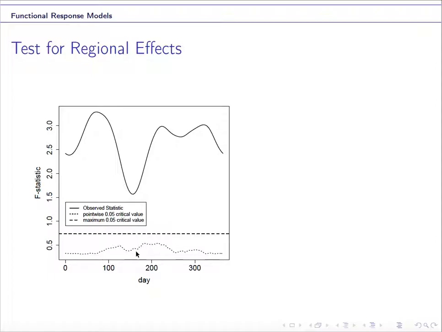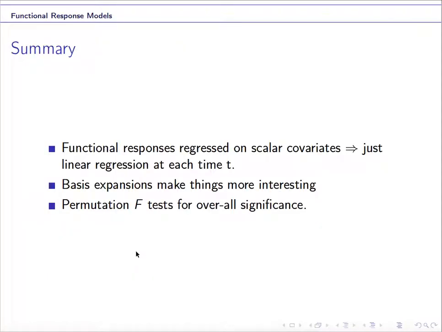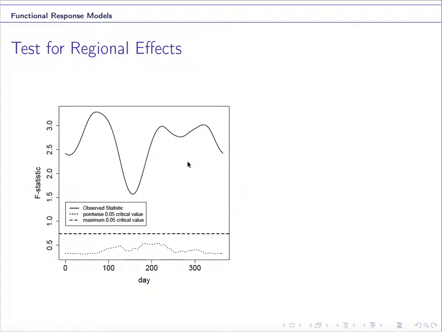So we learned this permutation test to test the effect of the covariates. Any questions so far? Can you go back to the previous slide? Just like the maximum critical value, is that simultaneously calculated based on all the points, or is it something else?